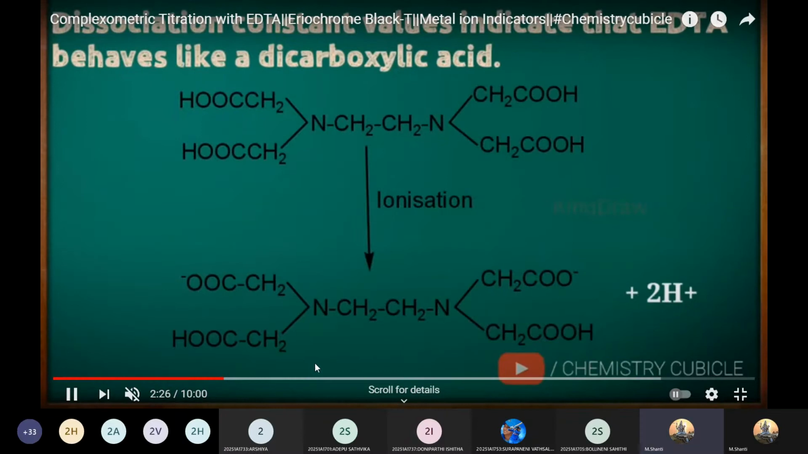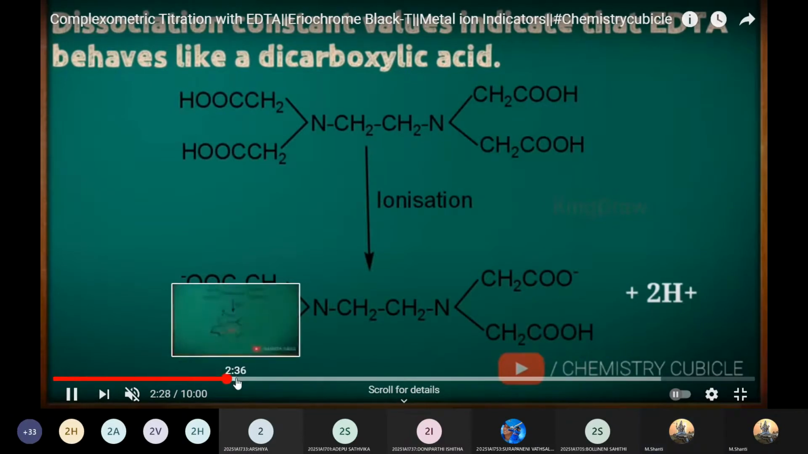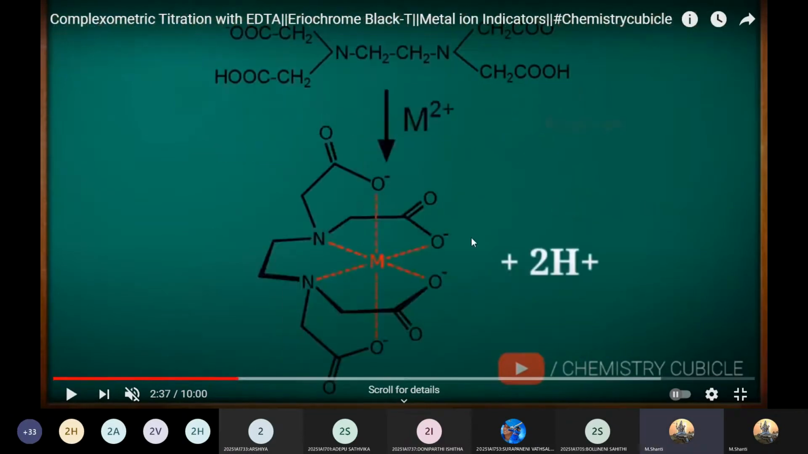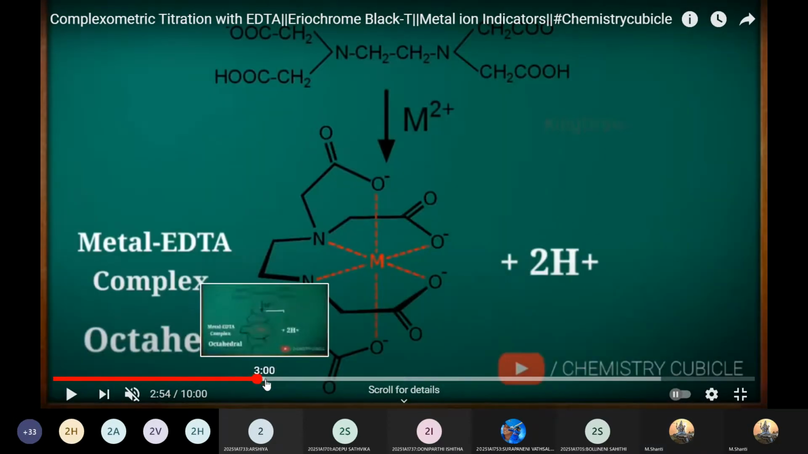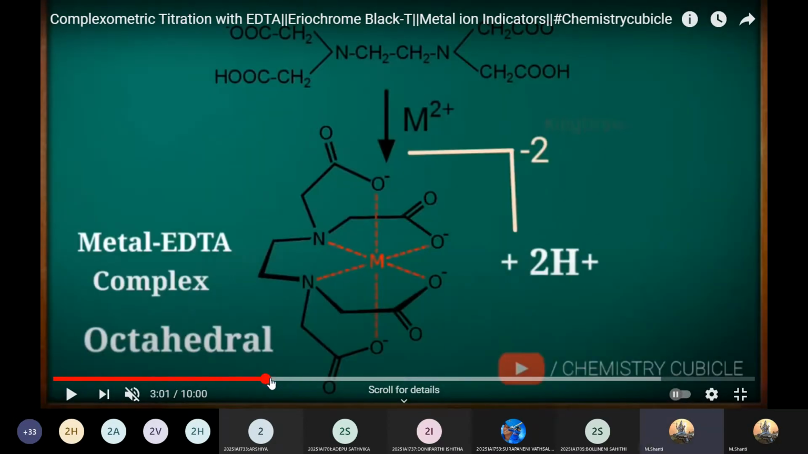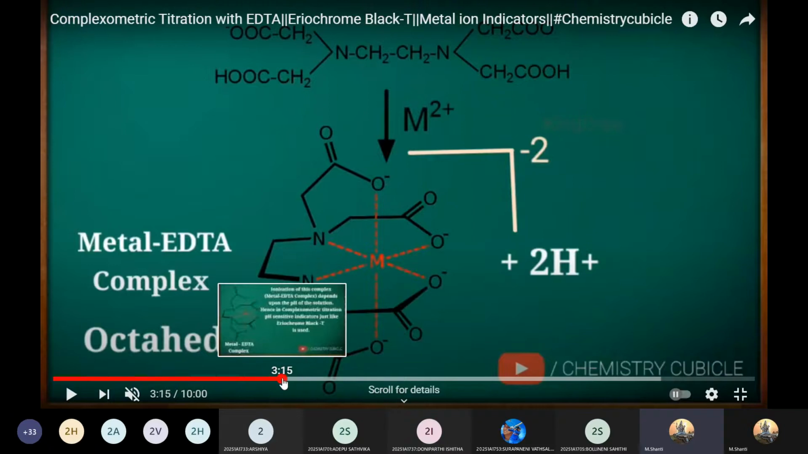So on ionization, this is your structure, right? Chelate ring structure. The metal M stands for your metal, either magnesium or calcium, which is surrounded by 6 donor atoms. Is the structure clear, girls? This was already explained in the last class. This is nothing but your metal EDTA complex. Octahedral, because 6 donor atoms are surrounding. This is 2 minus.